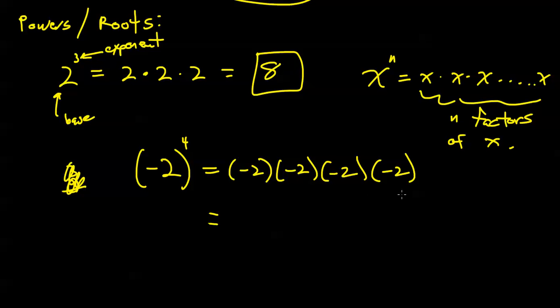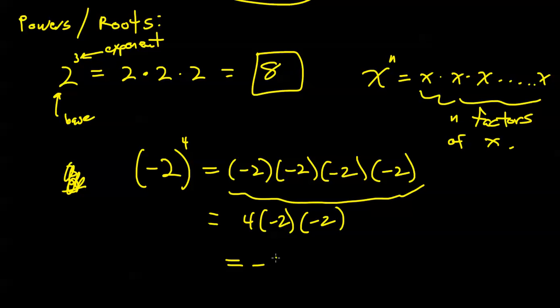Well, anytime you've got an even number of negative numbers being multiplied, you're going to end up with a positive return. I think we can all agree with that. Minus 2 times minus 2 is positive 4. 4 times minus 2 is minus 8. And minus 8 times minus 2 is positive 16. Okay?